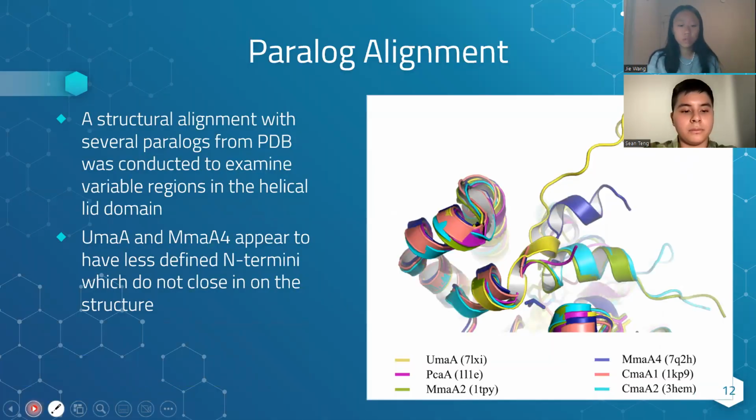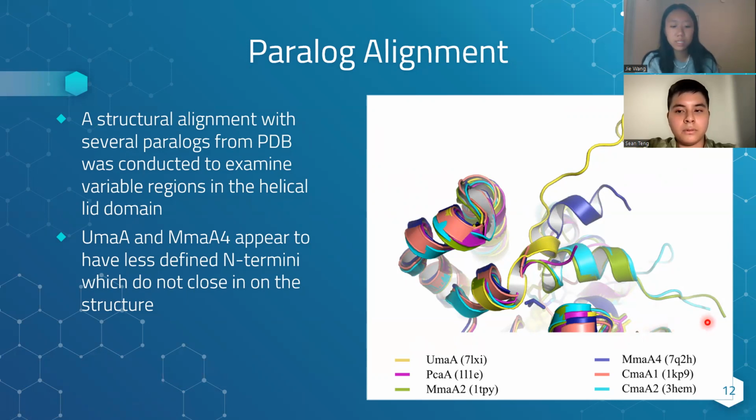So if you recall, there are several paralogs of UmaA, meaning that they're from the same organism but with different functions. In this case, they're all part of the CMAS family, responsible for modifying mycolic acids as described earlier. A structural alignment was done with those that we could find on PDB to examine variable regions in the helical grid domain. This is a view of the N-terminus, and again, you see that this region is very variable. UmaA in yellow and MMA4 in purple are the only two which have the less defined N-termini that don't close on the mycolic acid binding site.